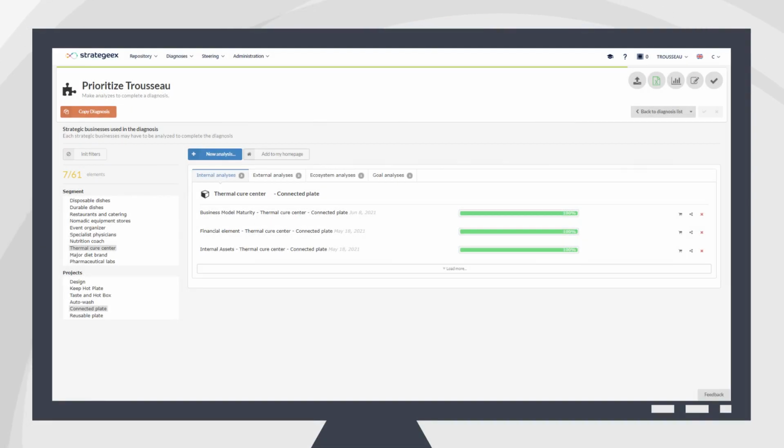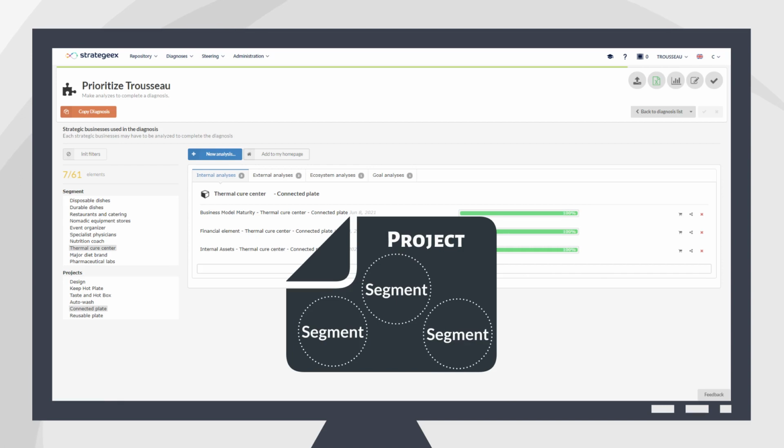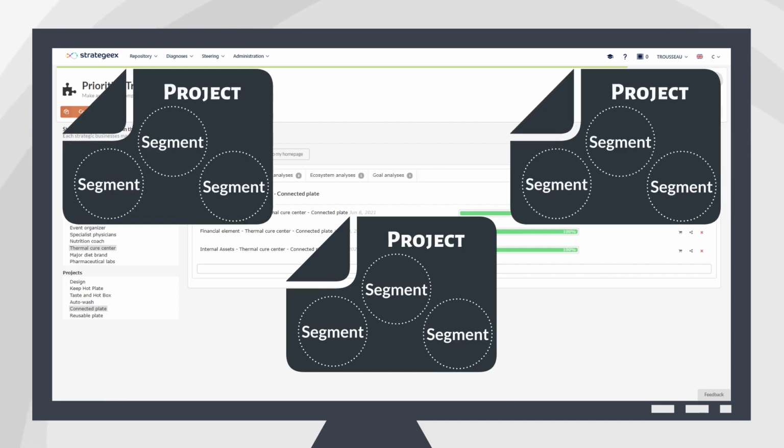With this questionnaire, we have completed the work with the Strategeex platform. In fact, it must be repeated for each segment of each project. Once this is done, we can pay attention to the results. This is the object of the next activity.